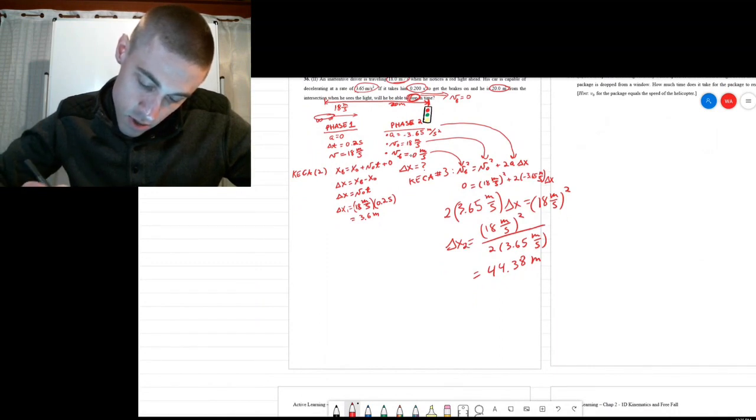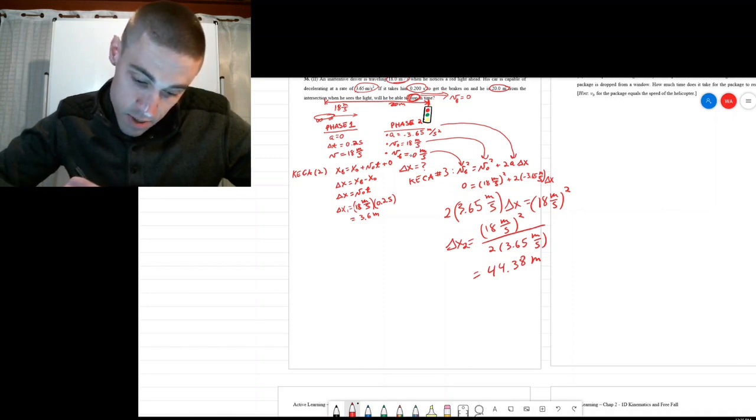Call this delta x2. Delta x1, the distance it took for him to get the brakes on in the first place, is this 3.6 meters. So the total distance that he's traveled would then be the 3.6 meters it took to get the brakes on plus 44.38 meters to come to a stop once the brakes actually got on.